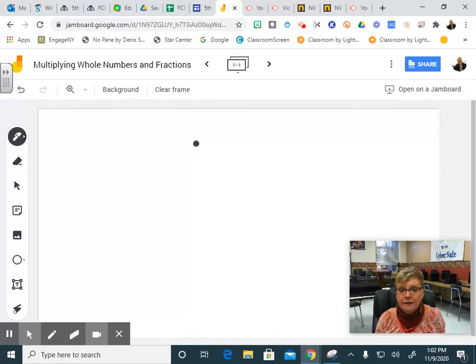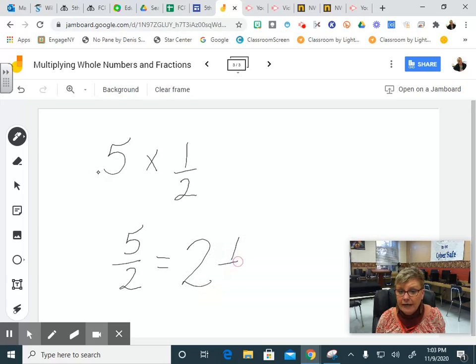Let's try another example. Suppose I had 5 times 1/2. I could draw 1/2 and repeat it 5 times and count them out, or I could just say that would be 1/2 plus 1/2 plus 1/2 5 times. So I know that's going to be 5 halves. I multiply the whole number times the numerator and keep my denominator the same. So 5 halves would be the same thing as 2 and 1/2 in simplest form.